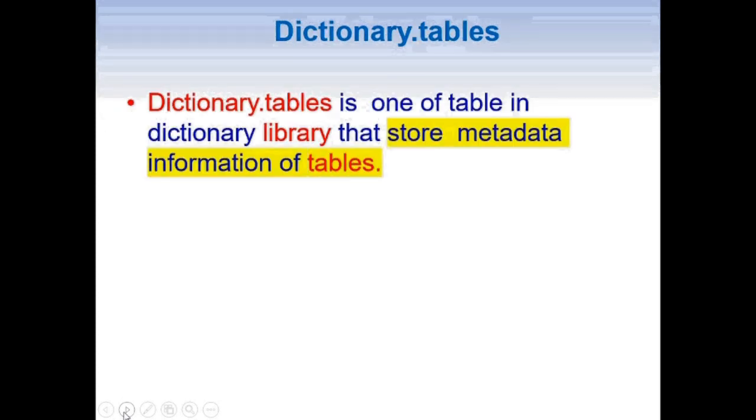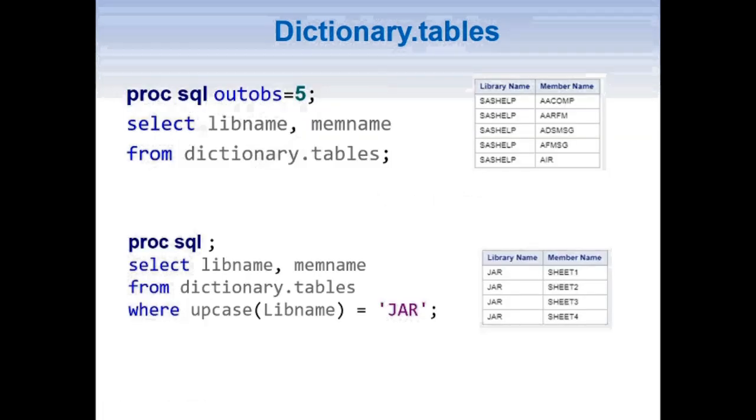Now let us look into Dictionary.tables. Dictionary.tables is one of the tables in the dictionary library that stores metadata information of tables. We can run a select clause on Dictionary.tables. Dictionary.tables has many variables, but we are just interested in libname and memname for our purpose.